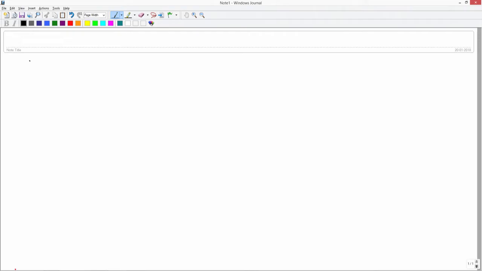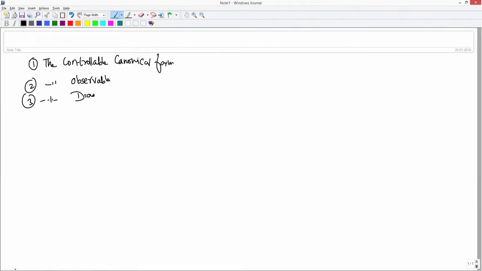Okay, so let us quickly write down what we have seen so far. We have had state space representations, and what we saw in the other lectures were three different forms. One was the controllable canonical form. Similarly, we had the observable form, and also the diagonal form. And we also saw how to convert a given system into its diagonal form.